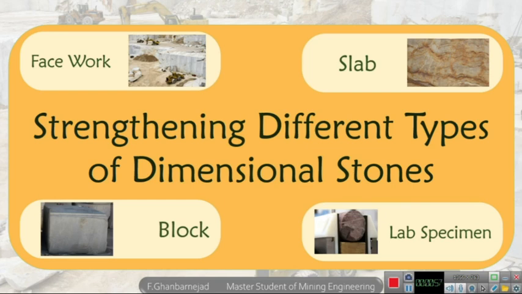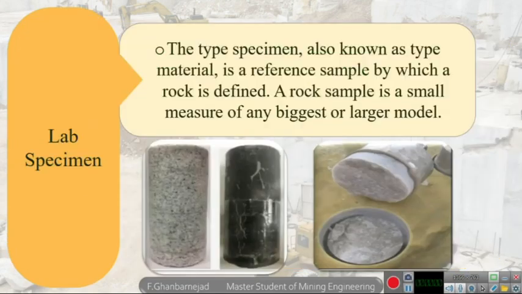Today, I'm going to talk about the laboratory specimen, and I will extend it by using an article which was done before in China. A rock sample or laboratory specimen is a small measure of any bigger or larger model. Because we want to do mechanical experiments, we get cores from bigger rock samples in cylindrical shapes. We could get cores from slabs, blocks, or faceworks, then we take them to the laboratory for doing rock mechanical experiments.